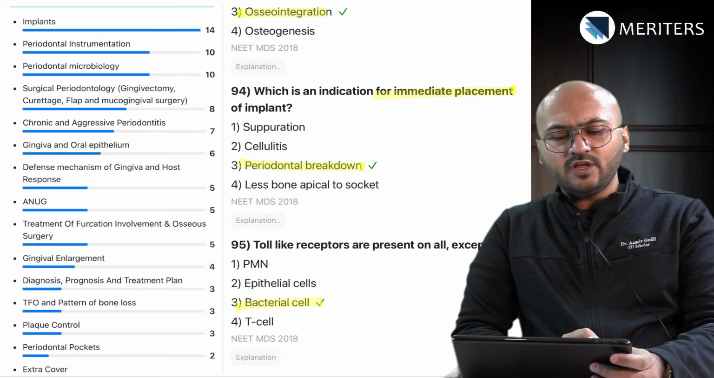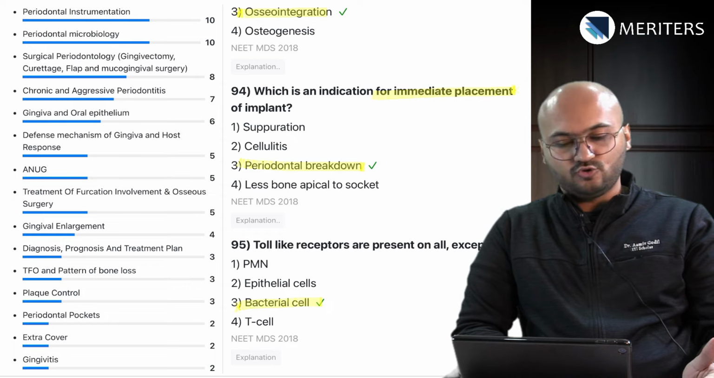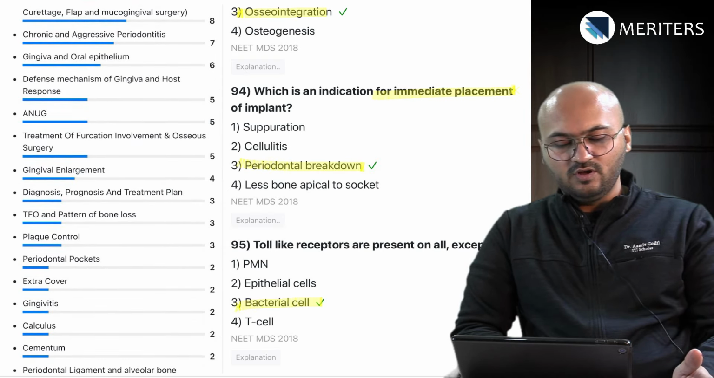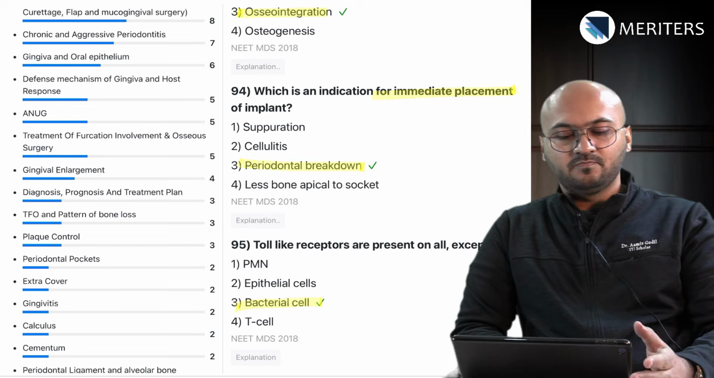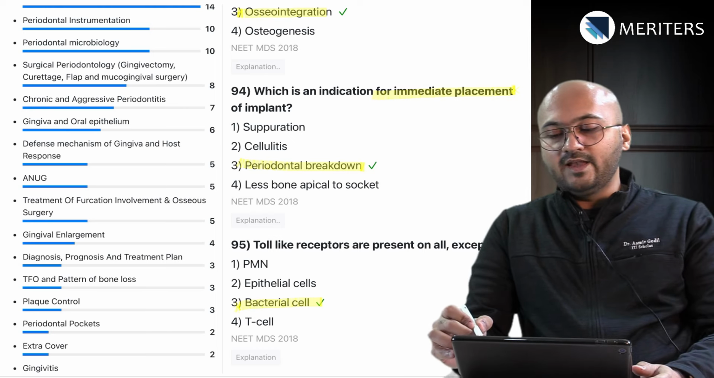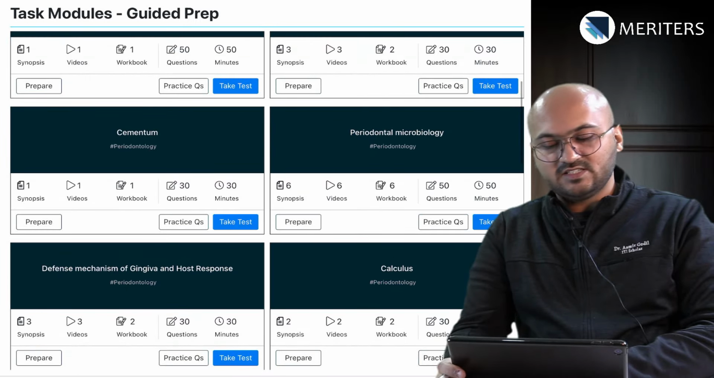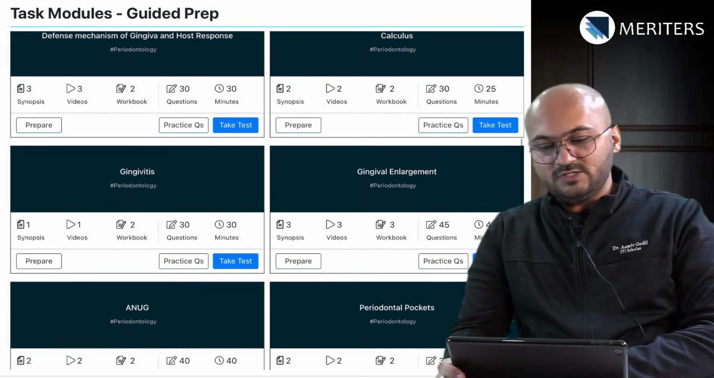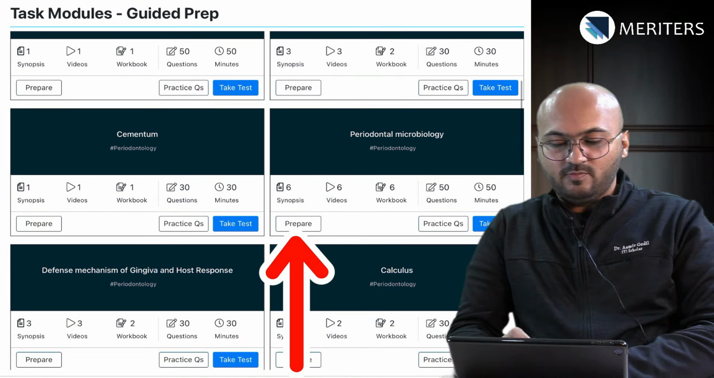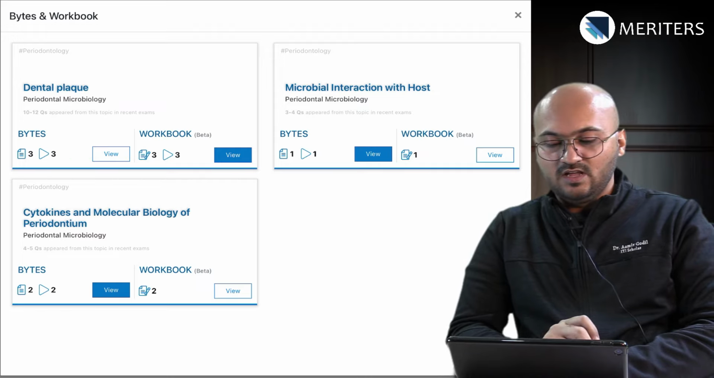Talking of primary perio topics, a lot of questions from plaque and microorganisms, a lot of questions from instruments and surgery, and lesser questions from plaque control, pockets, TFO, but that doesn't mean you are going to neglect these topics. Now this is an easier approach once you know which topics to focus on, and to make it further simpler for you, as you can see here, you have all the tasks in perio. Now the first thing that you must do is prepare the task if you are not very well versed with that topic. For example, suppose you want to start on perio microbiology, you go to prepare, and then it will show you all the subtopics in each of these tasks.